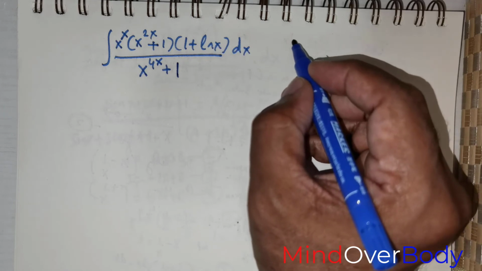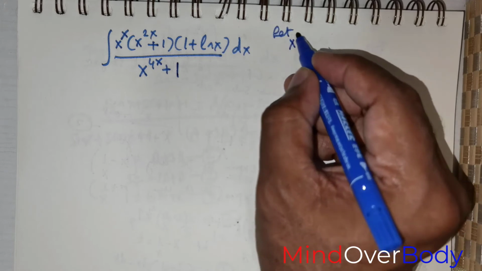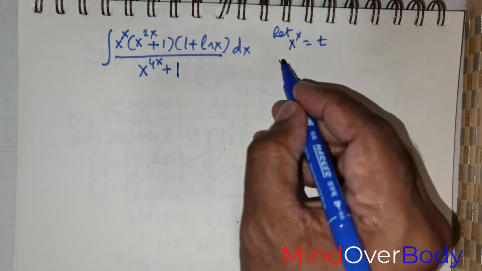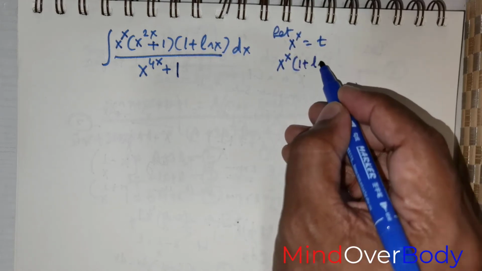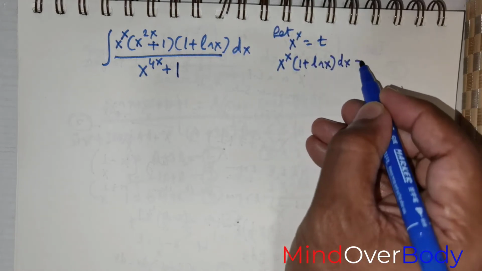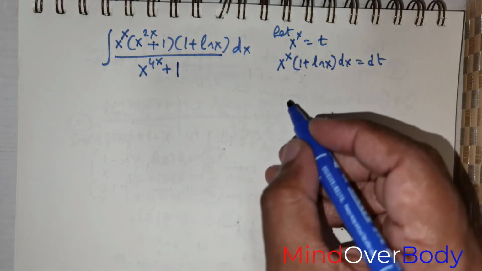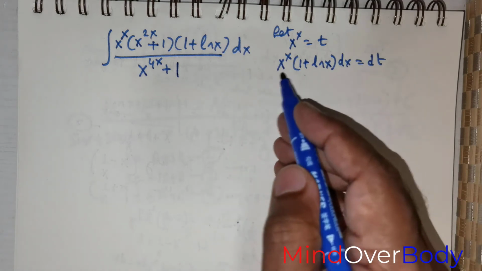So what I will do is, I'm going to make this substitution. So let x raised to the power of x be equal to t. When I differentiate this, I get x raised to the power of x times 1 positive ln x times dx is equal to dt. I've already shown you how to differentiate x raised to the power of x in the previous classes. So this is what we have got.